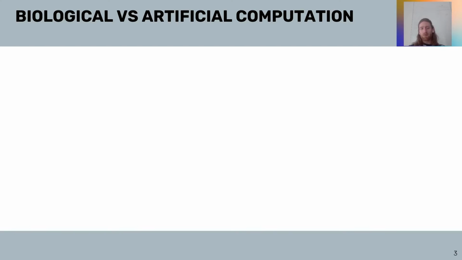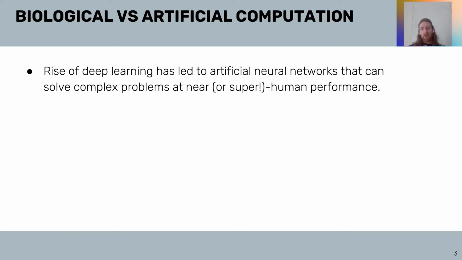Starting with a little bit of background, what is biological and artificial computation? The rise of deep learning has led to artificial neural networks that can solve complex problems at near or even superhuman performance. The classical example of this is chess engines, which in the 90s started getting much better than humans. But it was recently advanced to do more complex things like classifying images, or even, with the rise of GPT models, very complex things like maybe taking the SATs.